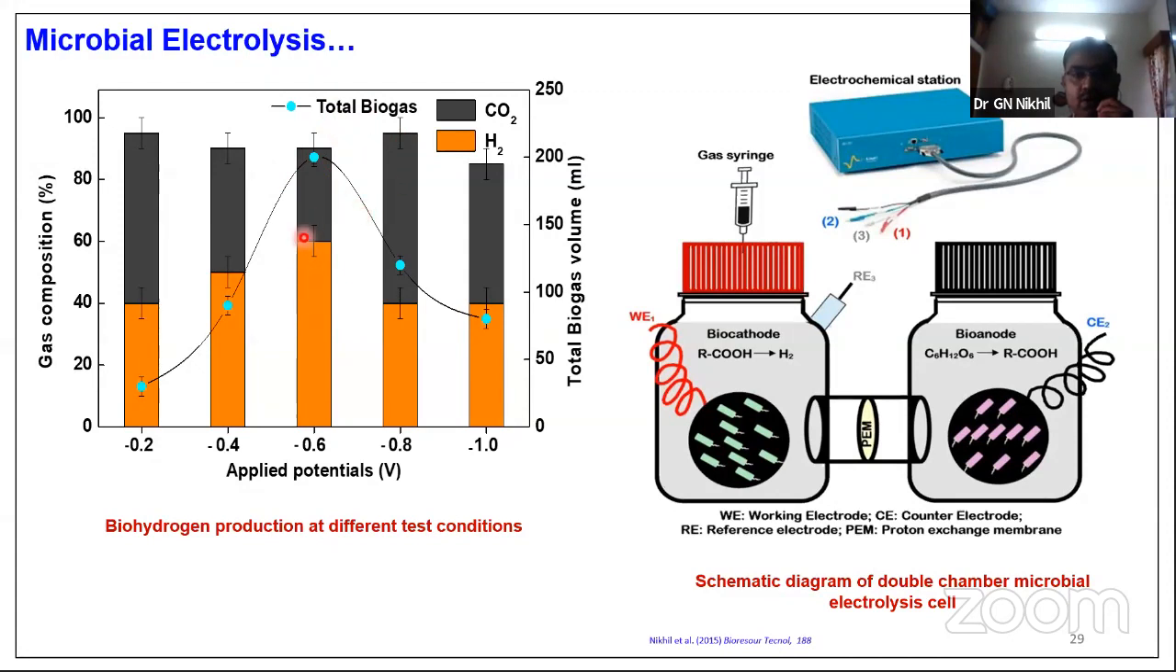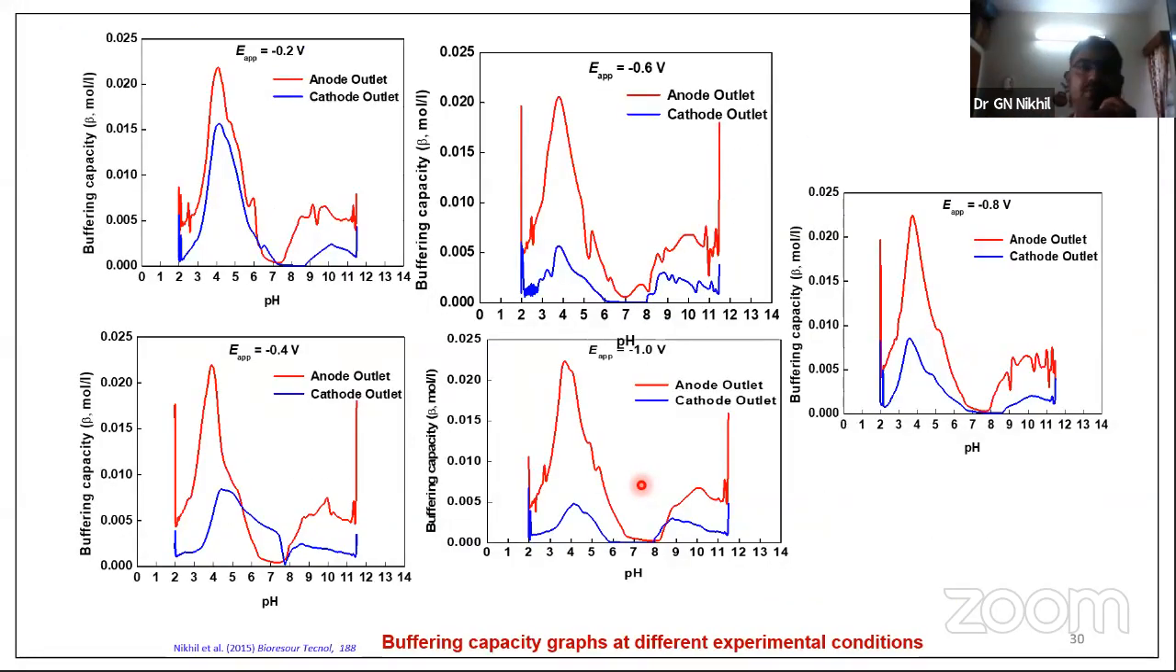So this is the fraction of gas compared to the other conditions which we have applied. And this was another interesting analysis which I performed. There were other supporting analyses also. This is one of the supporting ones, and what is interesting is the buffering capacity analysis.